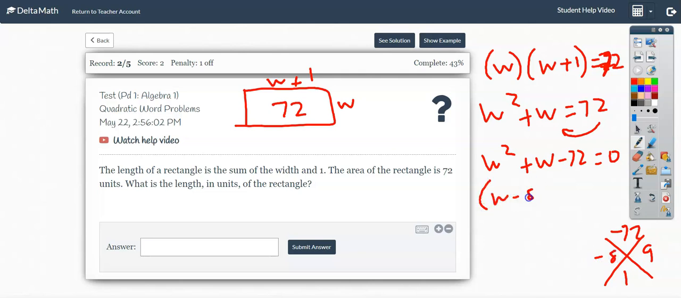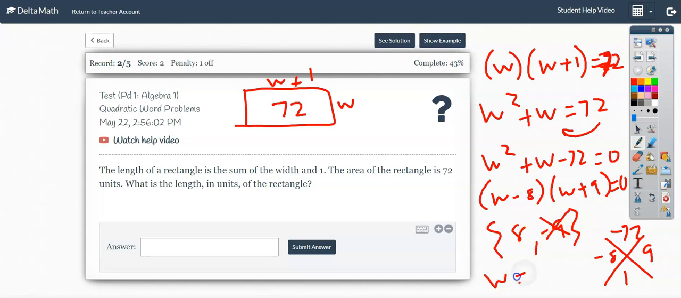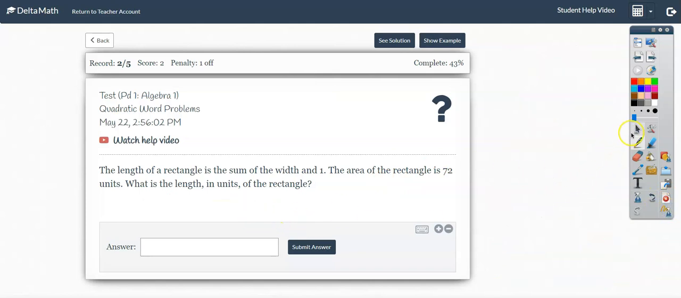So W minus 8, W plus 9 equals 0. That means my solutions are 8 and negative 9, but you can't have a negative dimension. So 8 is the width. Right? 8 is the W. But they're not asking me for that, they're asking me for the length. So the length is 1 more than that, so the length would be 9. So I'm going to type that in here. The length would be 9.